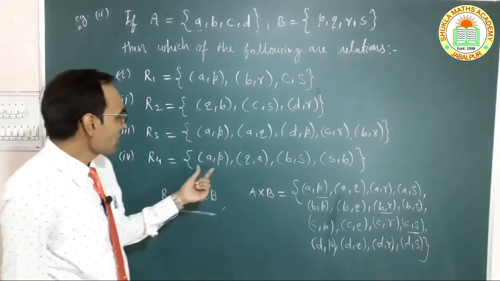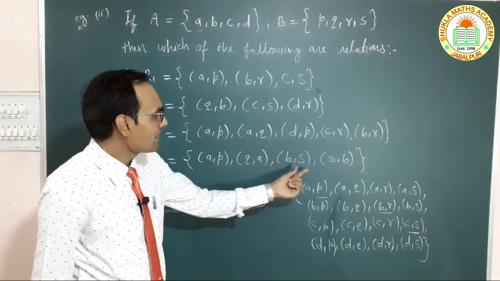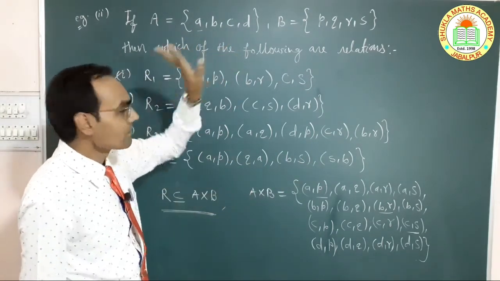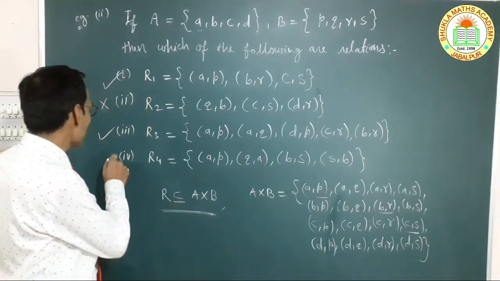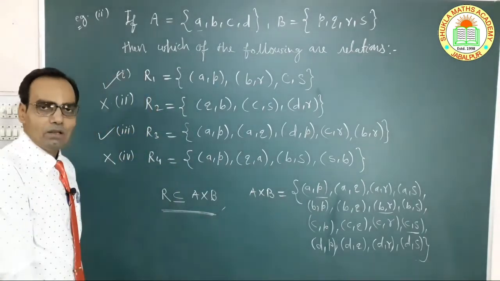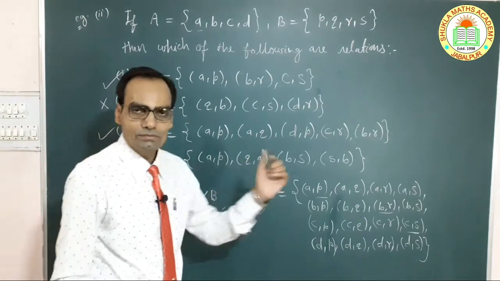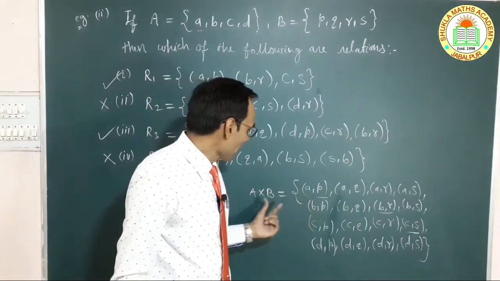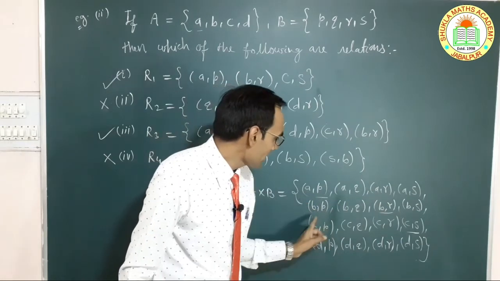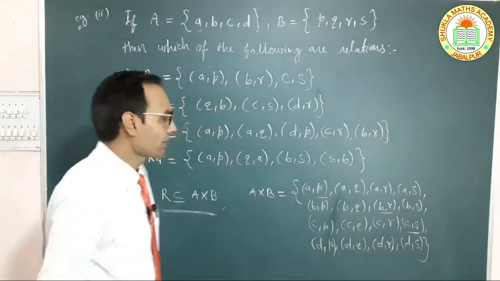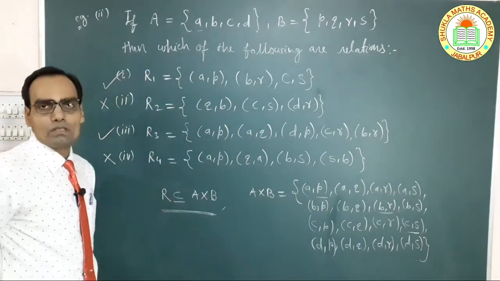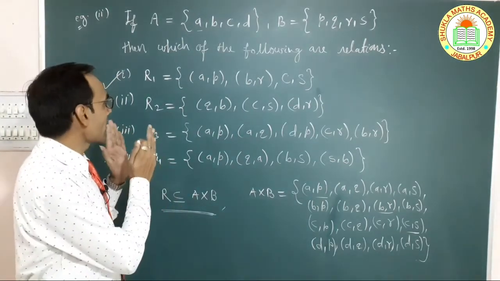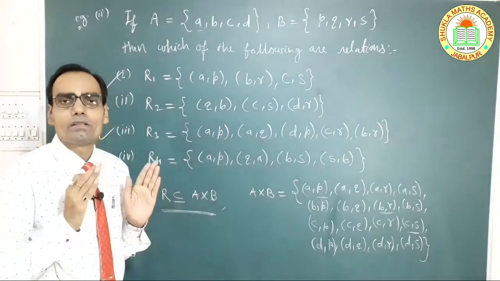Similarly R4: AP, QA, BS and SB. Here Q is coming and Q is not present in our set A. So this is also not a relation, because we do not have the ordered pair QA in our A cross B set. So this is the concept of how we can check whether the given R is a relation or not.